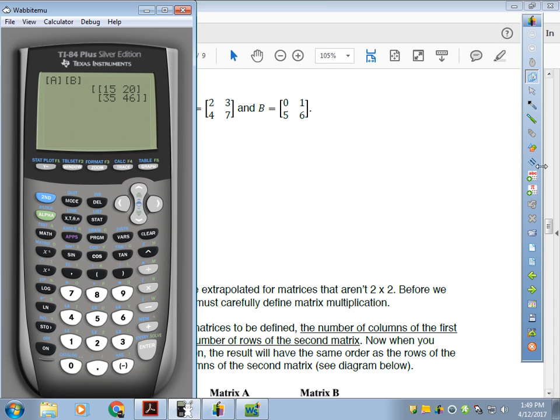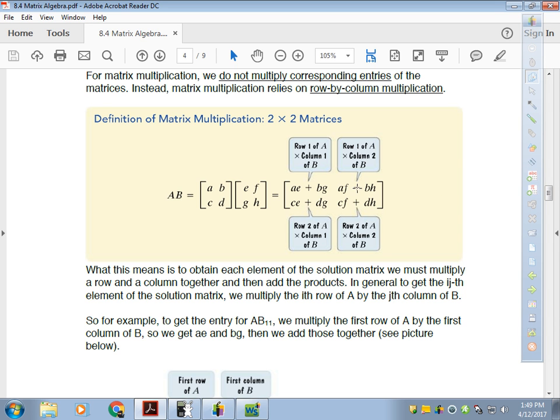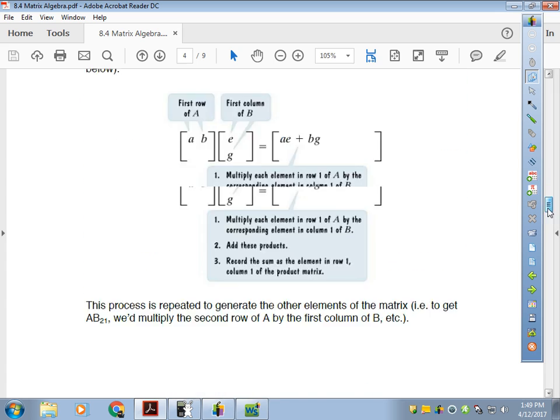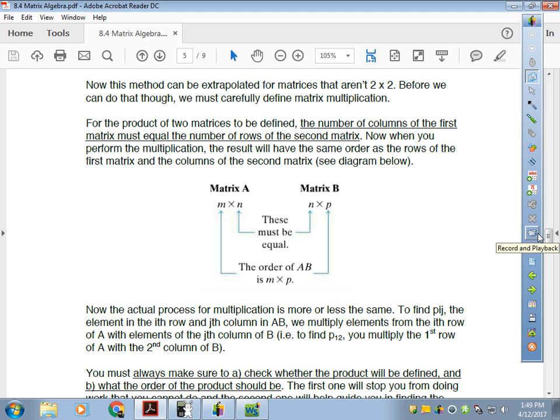Now, the little formula that was up here in this box, AE plus BG, AF plus BH, CE plus DG, CF plus DH, that only works if you're multiplying a 2 by 2 times a 2 by 2. What if you're not multiplying those, though? What if it's different sizes? What if it's a 2 by 2 and a 3 by 2 that you want to multiply? Or what if it's a 4 by 1 and a 3 by 4 that you want to multiply? How do you do it?